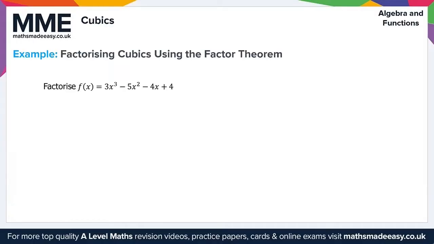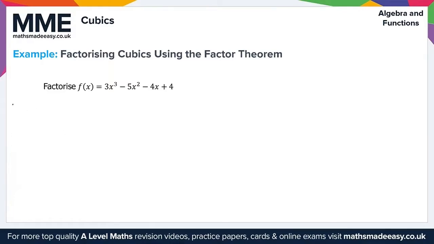Let's take a look at this example here on cubics, where we're factorising cubics using the factor theorem. Now the first thing we need to do here is try small values of k, for example f of 1, f of minus 1, etc. until we find f of k equals 0.